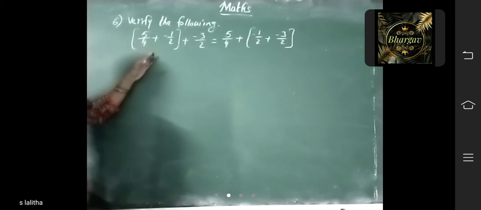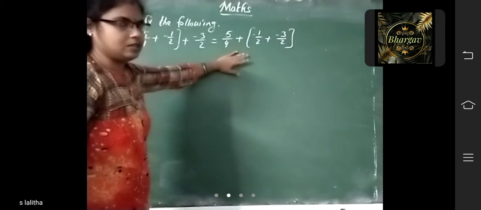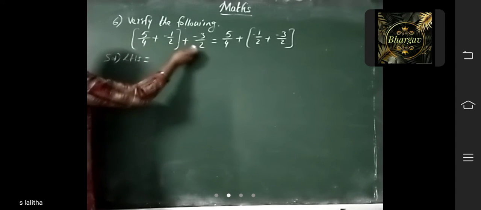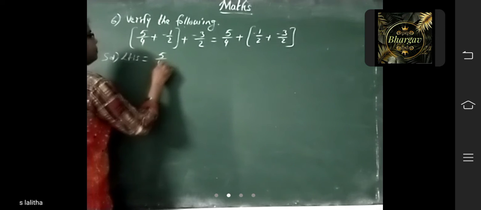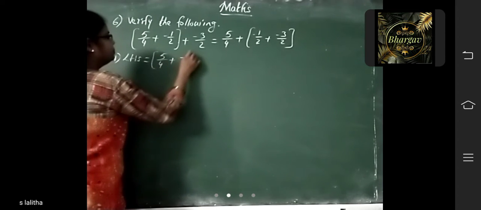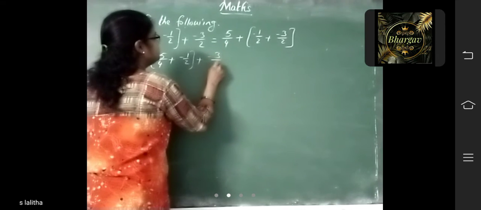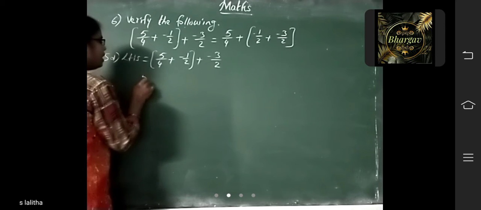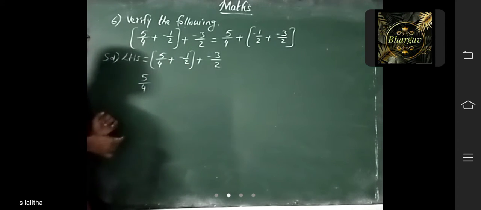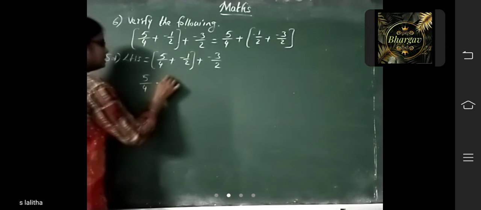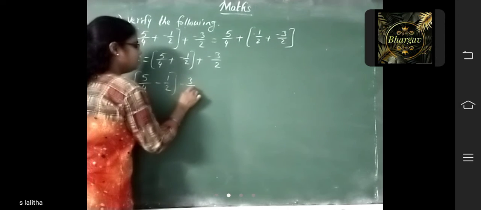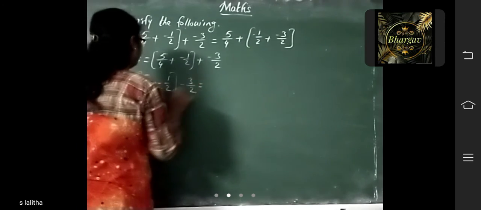First you should find the LHS and next you should find the RHS. After that, you have to check whether both are equal or not. So first you should take the LHS, left hand side, for this one. 5 by 4 plus of minus 1 by 2 plus of minus 3 by 2. This is the LHS part. Now, see here, 5 by 4 plus of minus 1 by 2. Plus of minus here, minus 3 by 2.